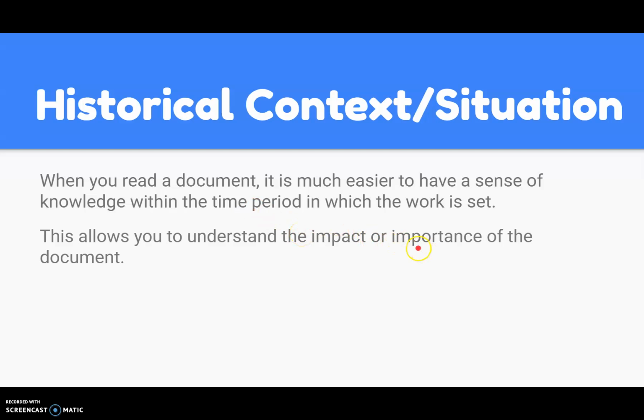Like I was just giving you as an example, the cancer example, right? What's the historical context? Well, cancer is rapidly spreading throughout the United States. It's causing a lot of mayhem, chaos, death. So if we know about that, we know why the scientist is writing about the cure for cancer. That gives us an understanding of why the document is important during that period.